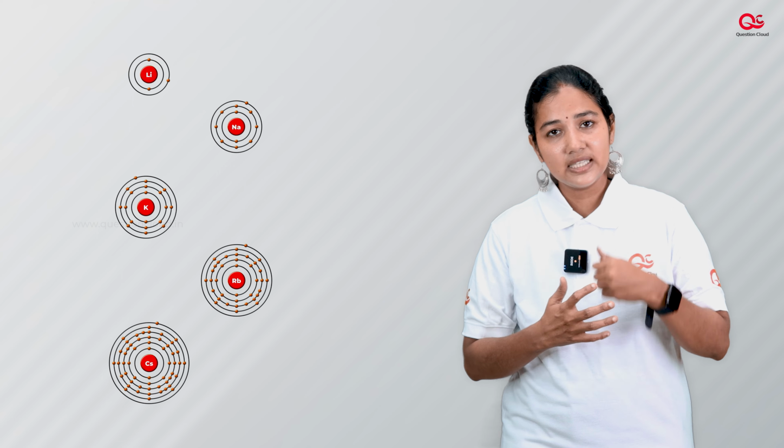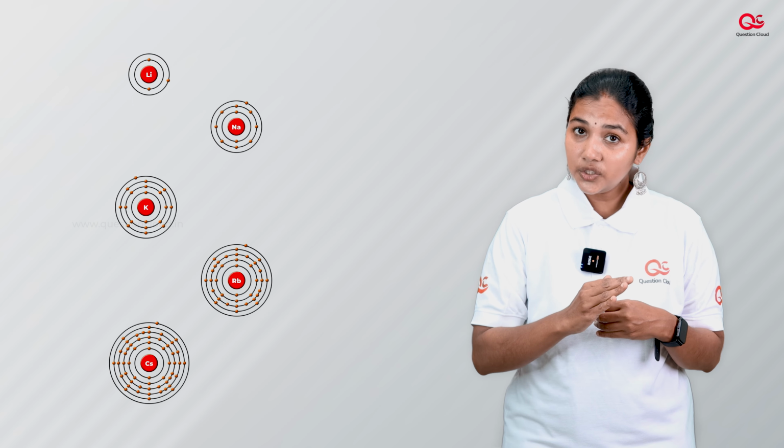Down the group, what happens is that more number of shells will be getting added. For lithium, it's 2 shells. For sodium, it's 3 shells. For potassium, 4 shells. Rubidium, 5 shells. Cesium, 6 shells. So what happened down the group, the number of shells is getting increased.